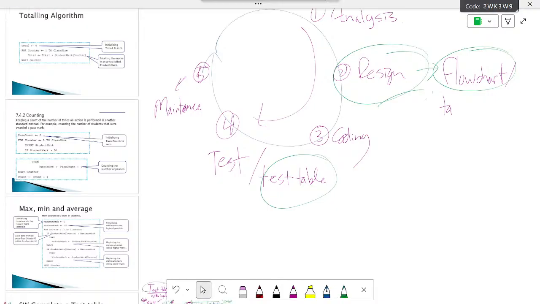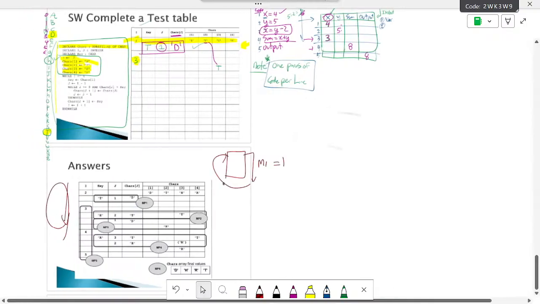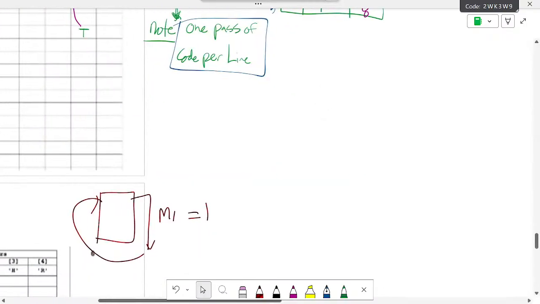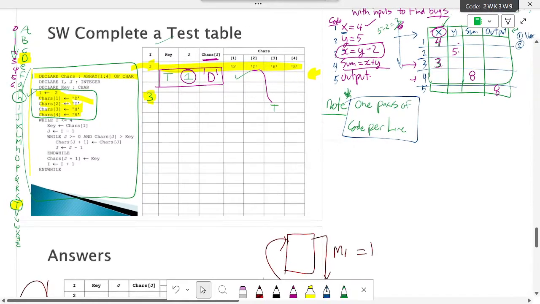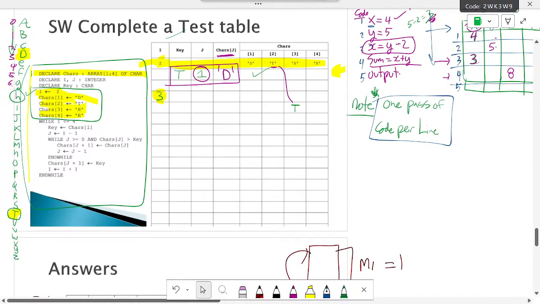If you look in your warm-up, you have this question right here. This is a test table. Floss, what is a test table used for? It shows all the inputs and outputs of the program. Exactly. A test table shows all the inputs and outputs.